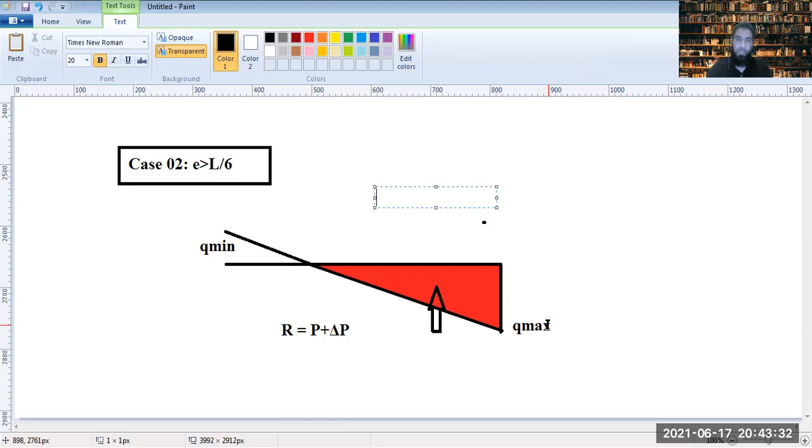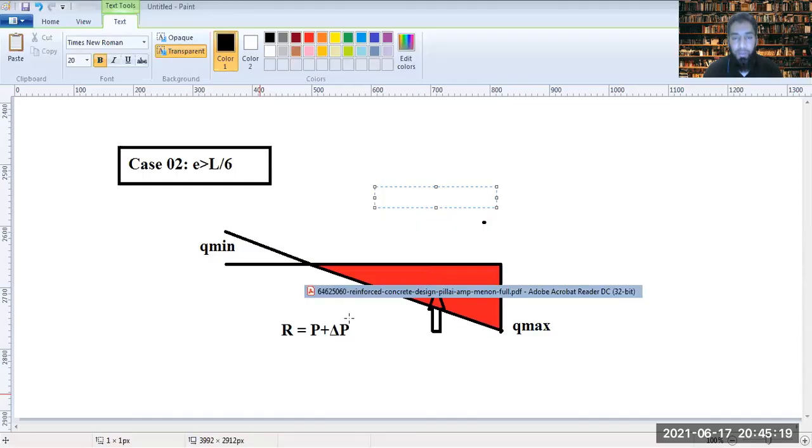So this was about the two things that we discussed until now. That was about the soil pressure distribution, and the other thing about the allowable soil pressure. So next we will be discussing the overturning and the sliding effects that could happen in the footing.